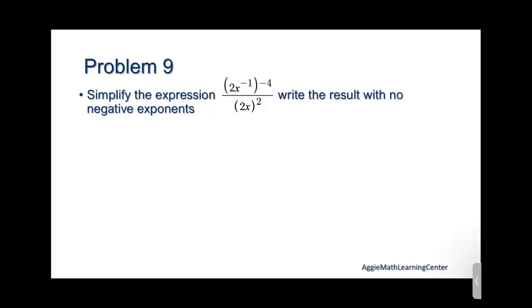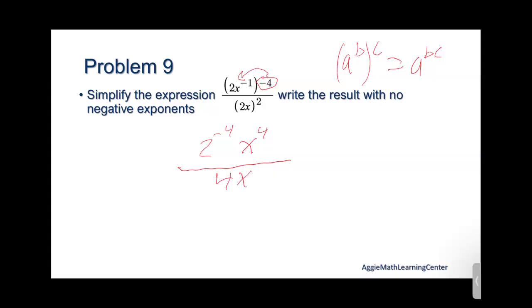So what we can do is, like that one rule said, if you have something to a power, a to the b to the c is the same as a to the b times c, okay? So this power, this raised to the negative 4, is going to go to each of these. So we're going to rewrite the numerator as 2 to the negative 4 and x to the positive 4. Does everyone see how that happened? Negative 1 times negative 4 is 4. Okay? And then 2x squared. What is that going to give us? 4x squared. Right, perfect.